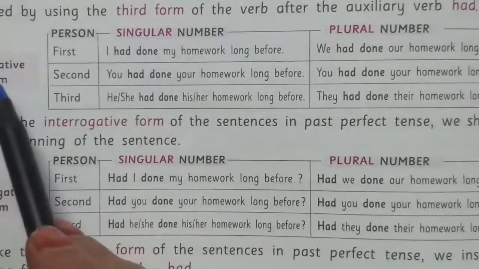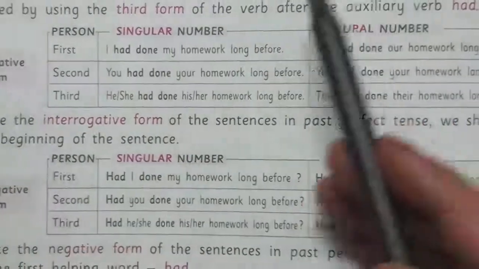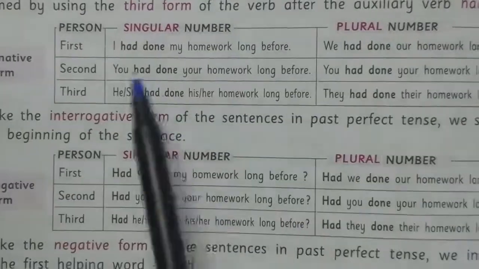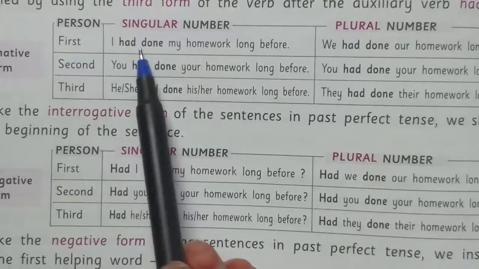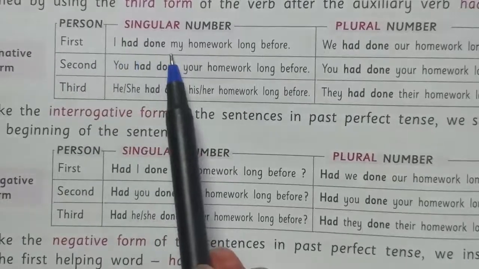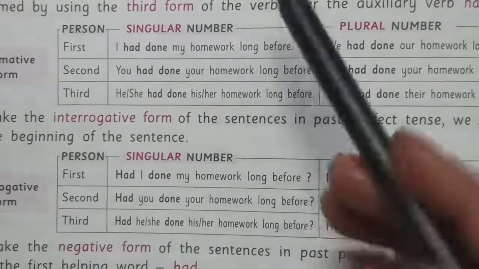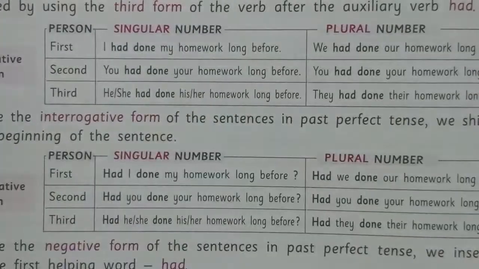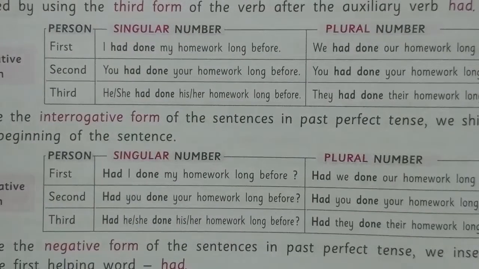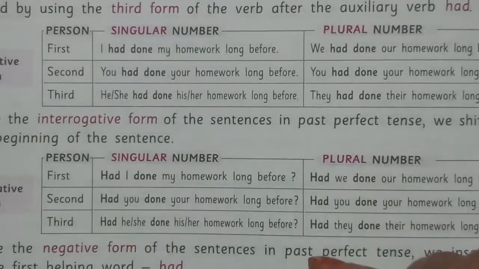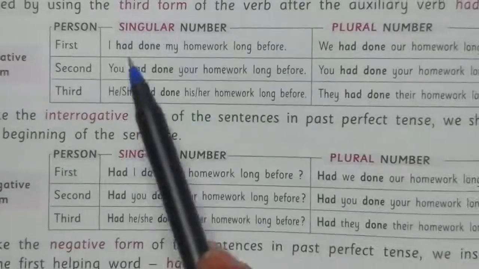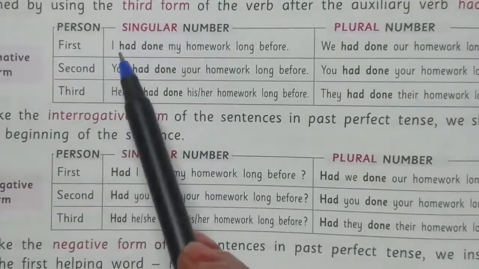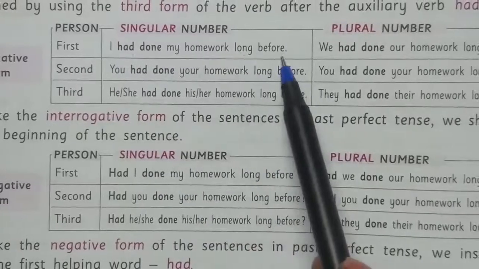First, the affirmative form of past perfect tense. Take the same example that is given. I had done my homework long before. Here, for the first person singular number, I had done my homework long before. Here, if you see, in present perfect tense, we have to choose has or have according to singular and plural and first person, second person and third person. But here we are going to use only had. So I had done my homework long before.